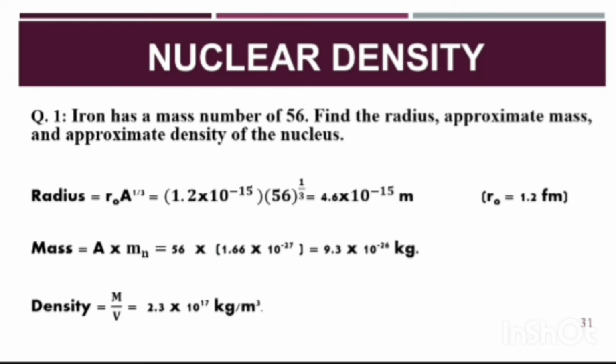Now we can find density. Density is equal to mass by volume, where mass is equal to A·Mn divided by volume, 4/3 π (r0 A raised to 1/3) whole cubed. By substituting all the values, we get the answer as 2.3 × 10 raised to 17 kilogram per meter cube. So we can answer all the questions related to nuclear density. It's a very simple topic. So that's all about my topic.